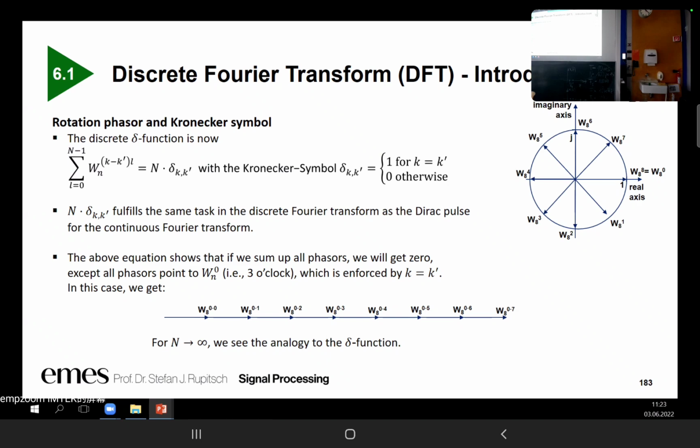I just don't get why the multiplication of the two vectors, or the two, let's say, phasors, would be a scalar and not a complex number. Yeah, I will write it down. This is a very good question.